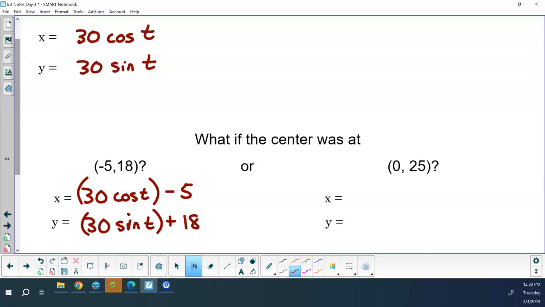What about if our center is at 0, comma 25? Still a radius of 30. Do I have to add anything else to that one? No? Okay. What about to this one? Plus 25. Which actually makes it pretty easy. Whatever the x part is, we move it 5 to the left, subtract 5. Move it up and down, whatever it is, we just add that.